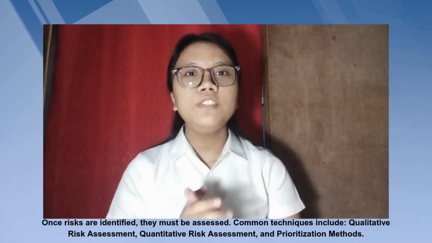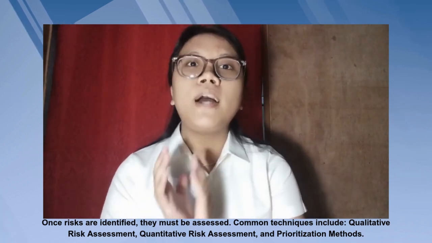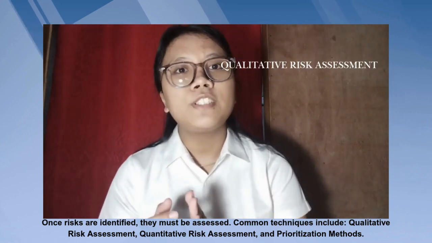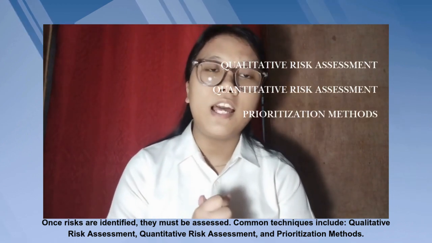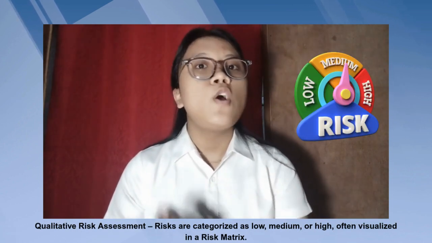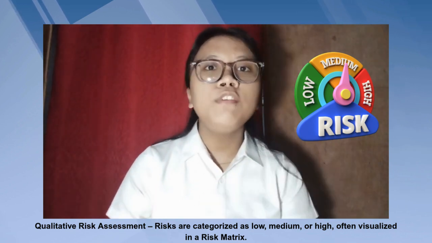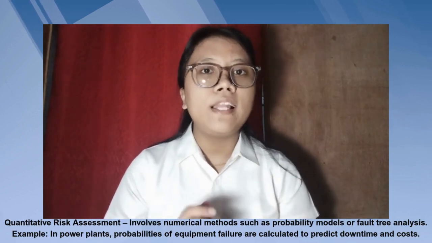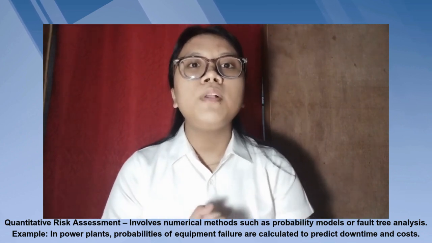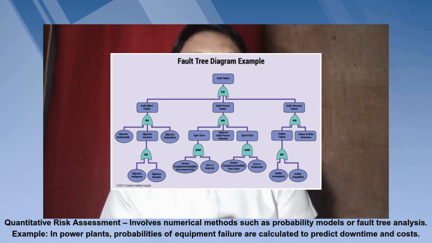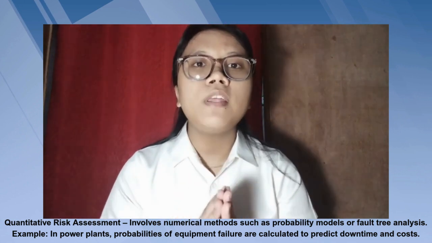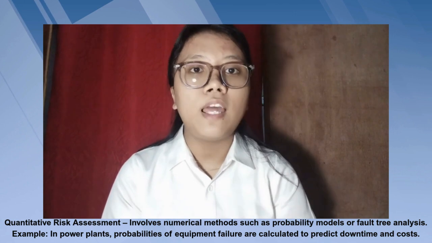Once risks are identified, they must be assessed. Here the common techniques include qualitative risk assessment, quantitative risk assessment, and prioritization methods. In qualitative risk assessment, risks are categorized as low, medium, or high, often visualized in a risk matrix, while quantitative risk assessment involves numerical methods such as probability models or fault tree analysis. An example is power plants, where probabilities of equipment failure are calculated to predict downtime and costs.